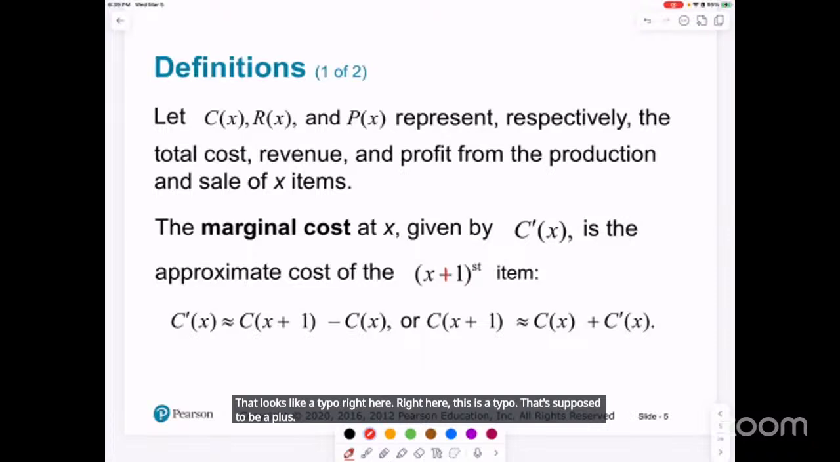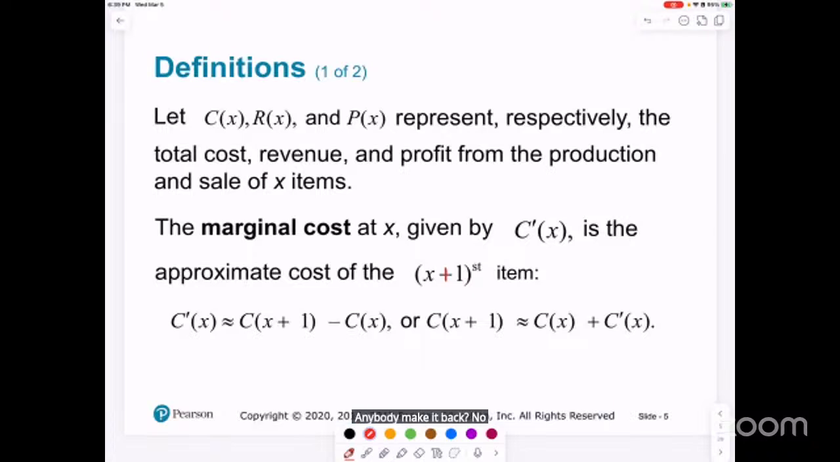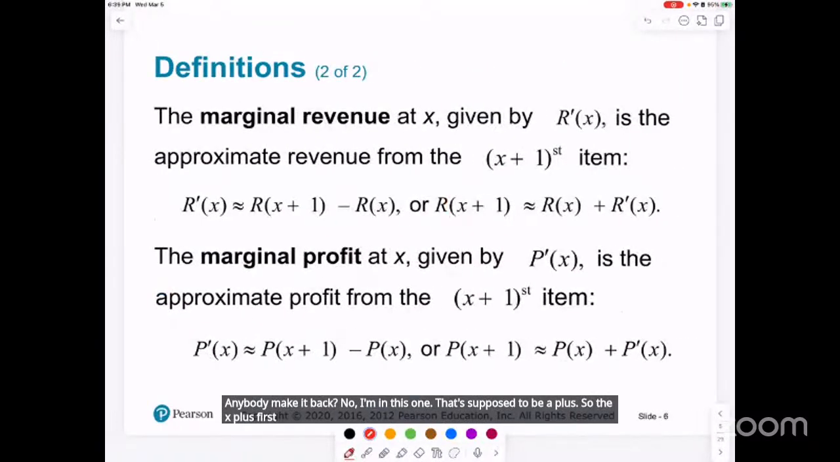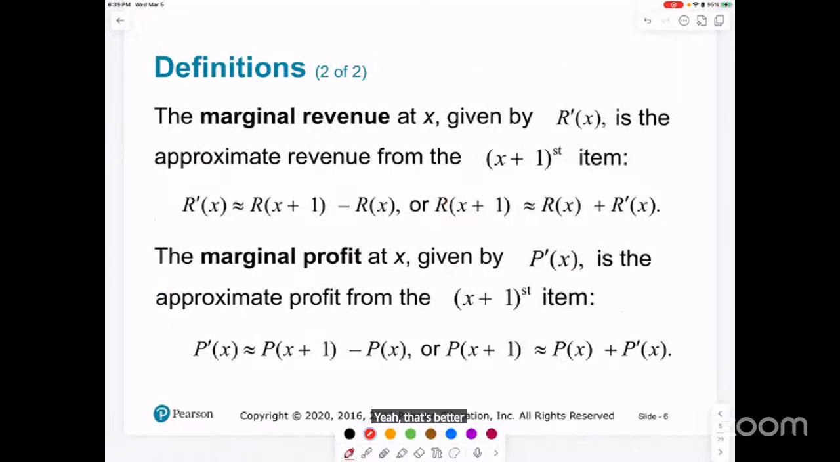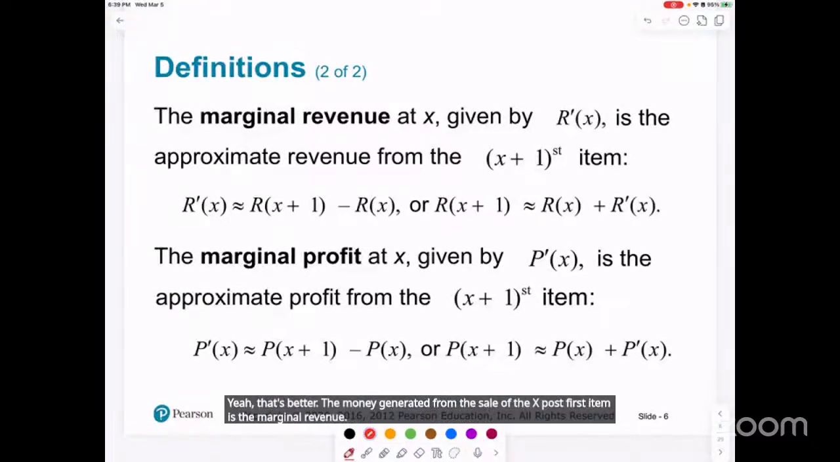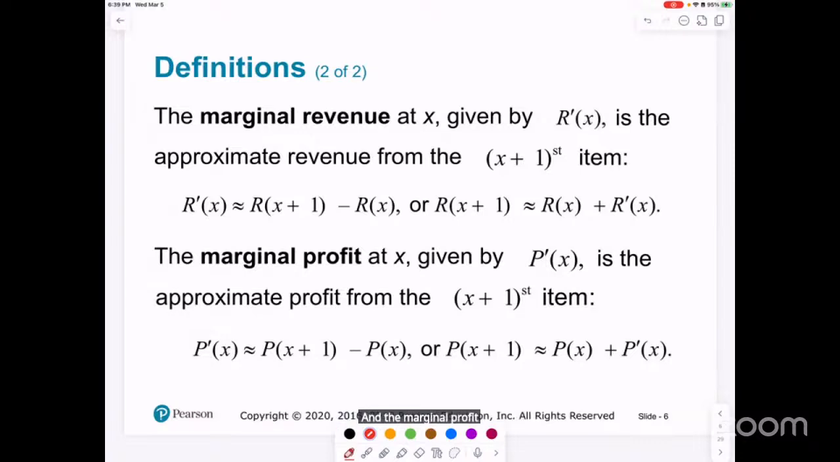Let me see. Did anybody make it back? No? Okay, that's fine. That's supposed to be a plus, right? So the x plus first item, the next item. The money generated from the sale of the x plus first item is the marginal revenue, and the marginal profit is the overall profit of the x plus first item, which is given by P prime. And again, these are approximations.